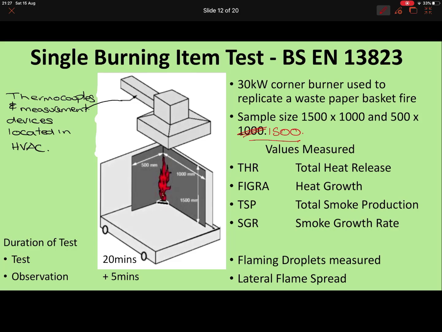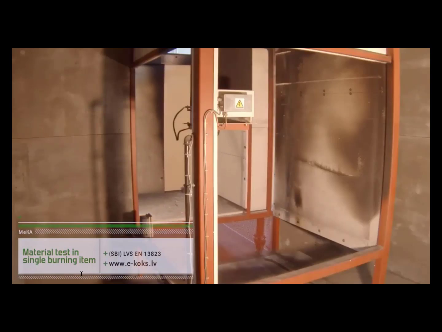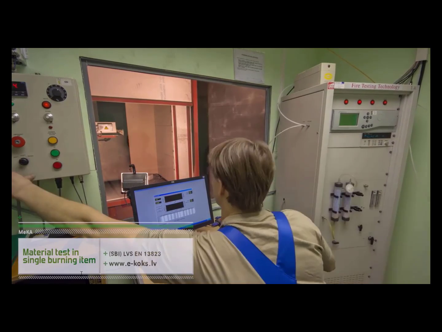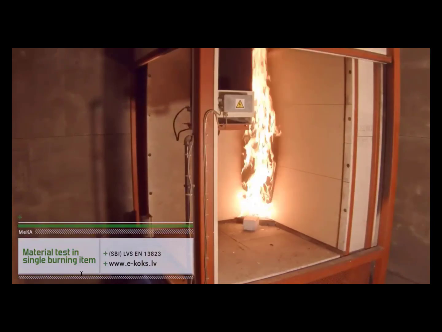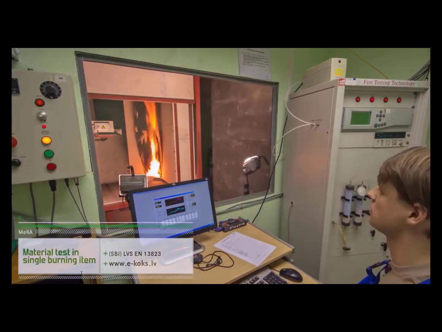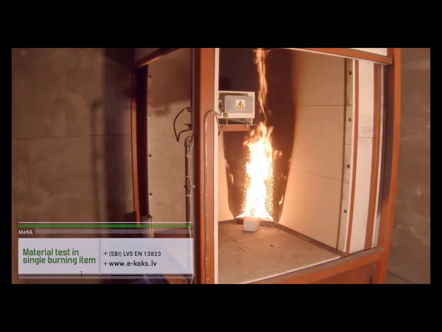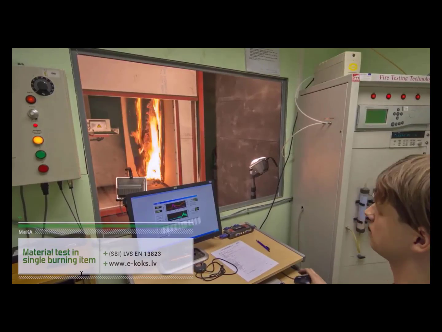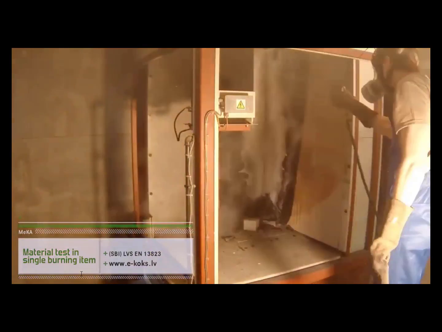So here is a video of it happening. This is the SBI test. Panel products as specified size-wise. The 30 kilowatt burner goes into the corner. The total heat release will be measured. The heat release rate will be measured. Smoke production measured. Smoke rate production will be measured. Lateral flame spread and the droplets. And now he goes in and puts it out.